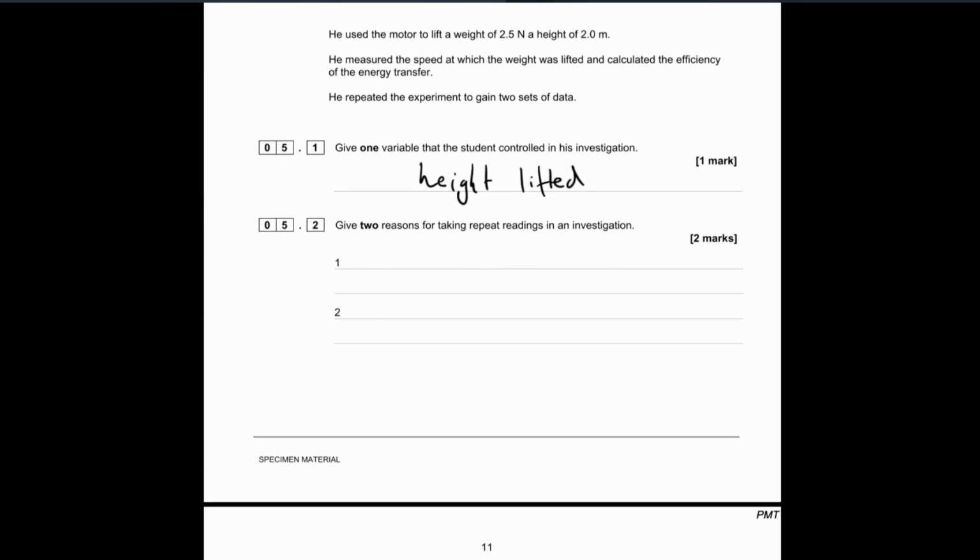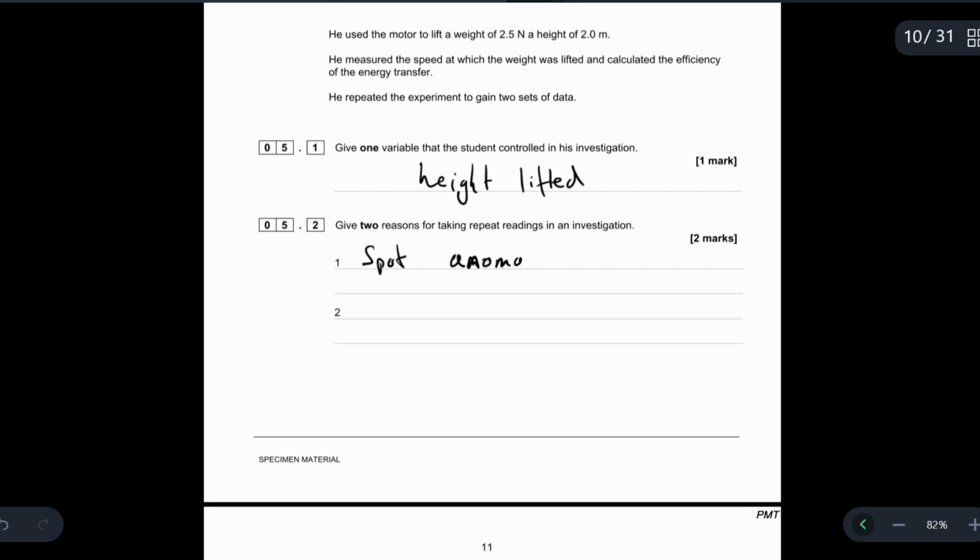Give 2 reasons for taking repeat readings in an investigation. So this is kind of a general question. Why would you bother to take repeats? And so again, there's a few different things you could say here. And so the first one I'll say is to be able to spot anomalies. So an anomaly is any kind of data point that doesn't fit your data pattern. And the reason why you want to be able to spot anomalies is because if you have an anomaly, then you don't want to include it if you go to calculate a mean, which gives us our second point.